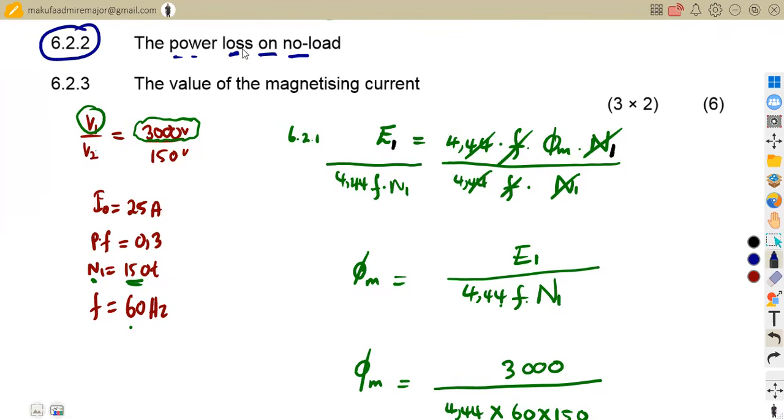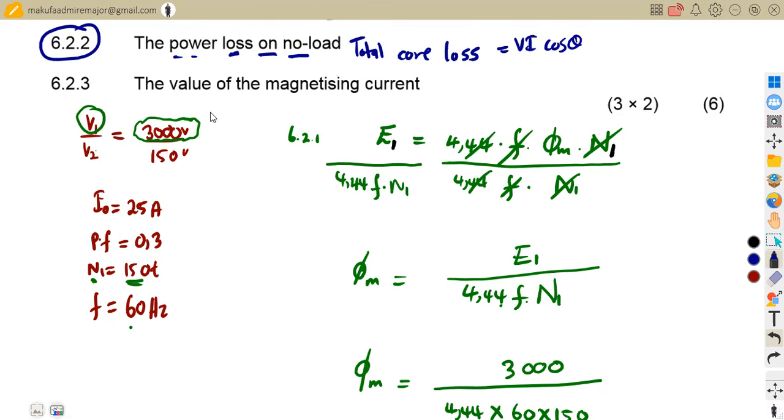When you are dealing with the power loss on a no load, this is the total core loss. We are talking about the total core loss in this case, that is, the iron losses. And as we know, the iron losses come from our true power, which is given by voltage times current times the cosine of theta in this case.